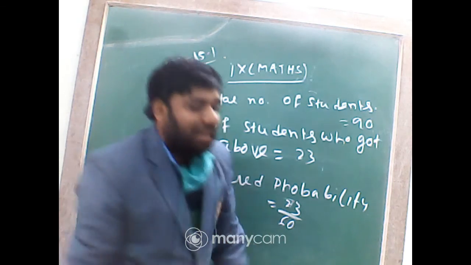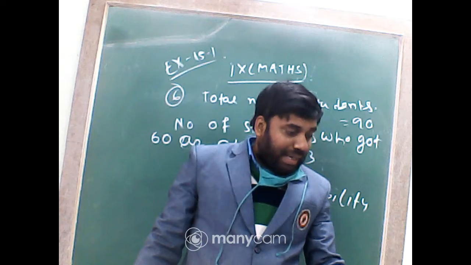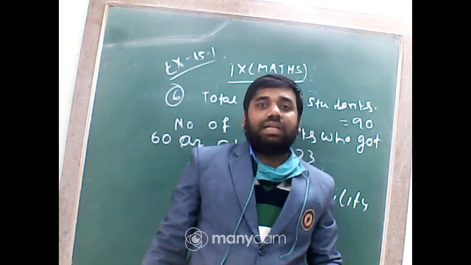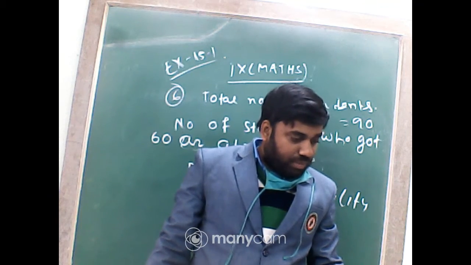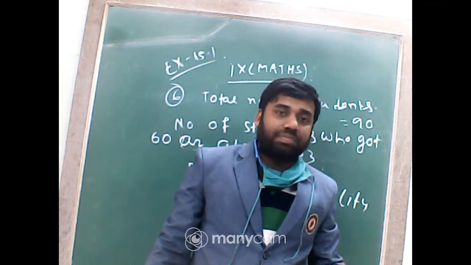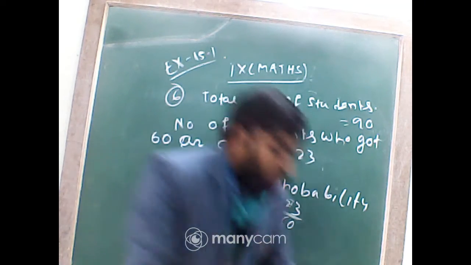Okay, so here the answer: more than 50 means the intervals 20, 15 and 8. These intervals have to be added. So the total number is 20 plus 15, 35, 35 plus 8, that is 43. Okay, I hope it is clear. Now moving on to the next question.